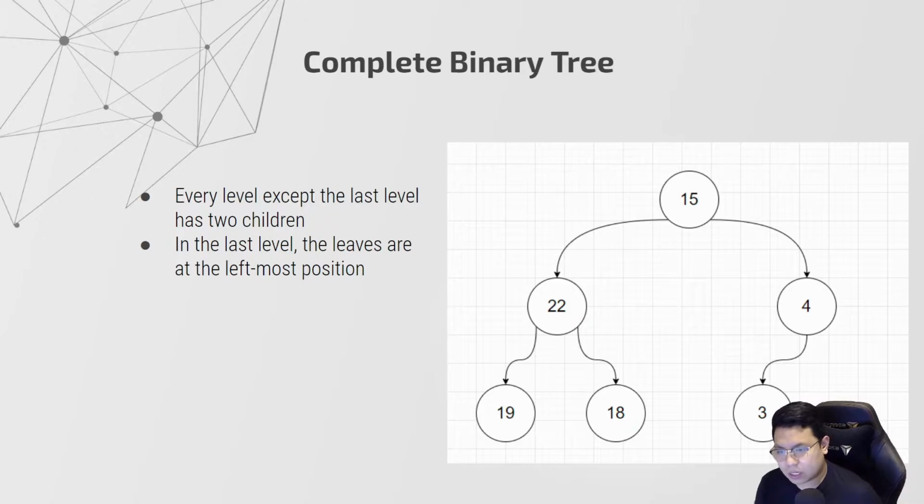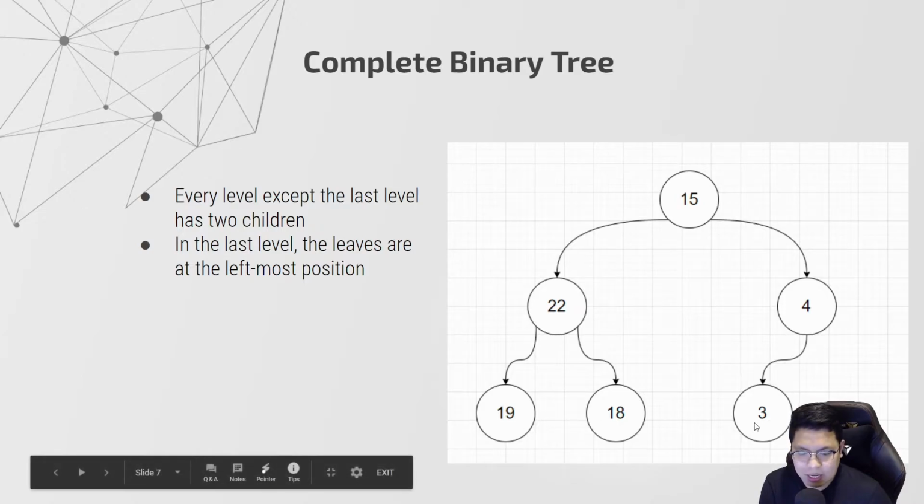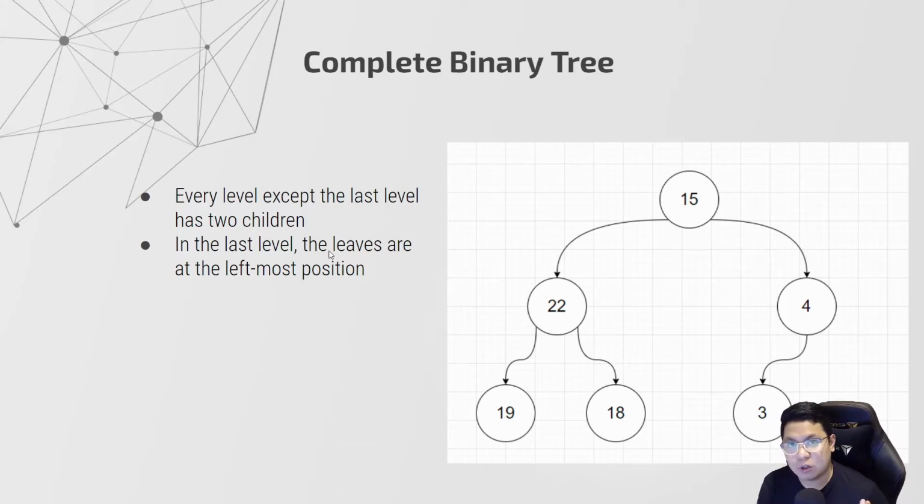Let's take a look at complete binary trees. Every level except the last level has 2 children. As you can see here, our root node, which is 15, has 2 children, 22 and 4. Since this is the last level, it doesn't need to have 2 children. And in the last level, the leaves are at the leftmost position.